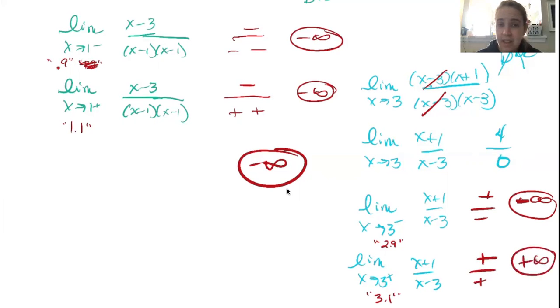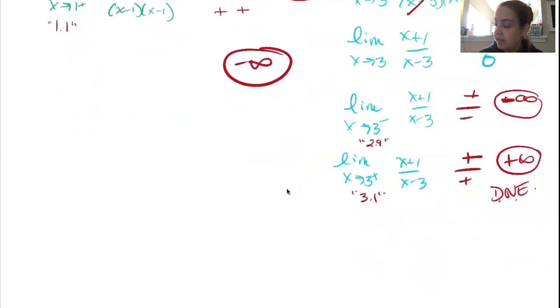Now in this case, the left and the right don't match. So we say we have does not exist. And that's because the limit from the left does not match the limit from the right.